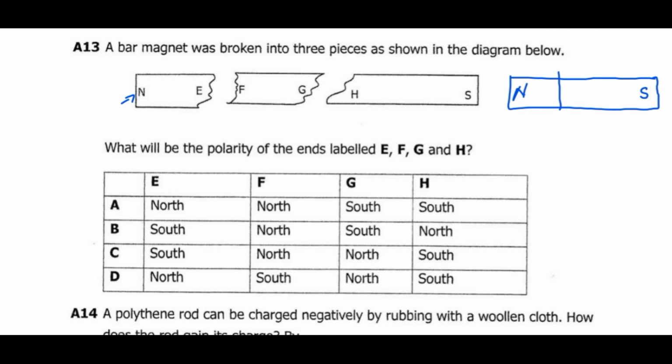The point here is, if this is the north pole, then here we are going to have a south pole. If this is the south pole, let's look at H. Our H will be north pole. If H is our north pole, then this will be our south pole. Then here we have north pole. So E is south pole.